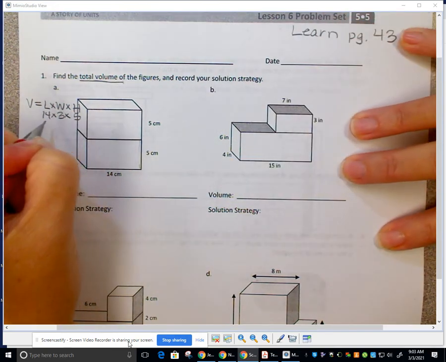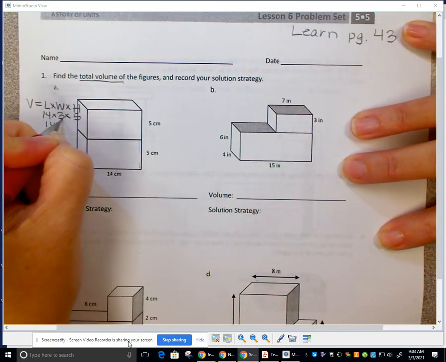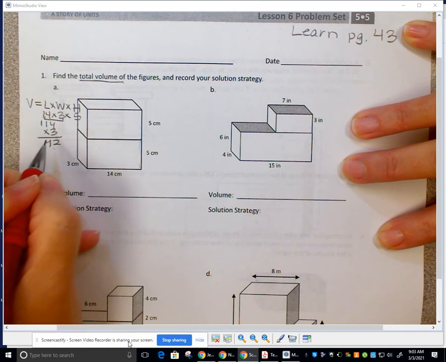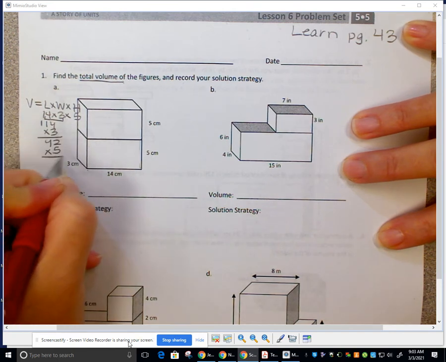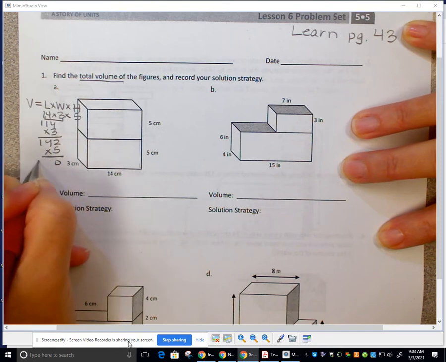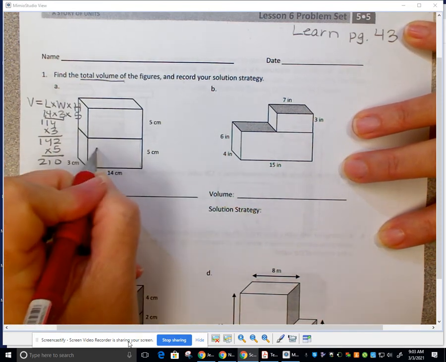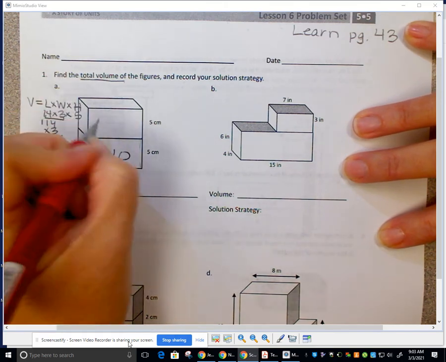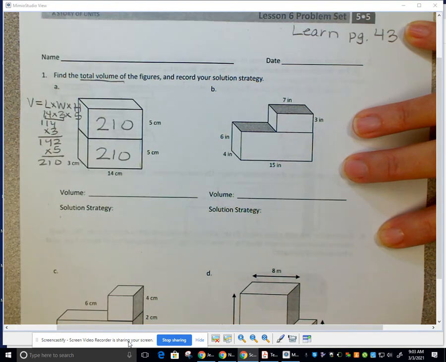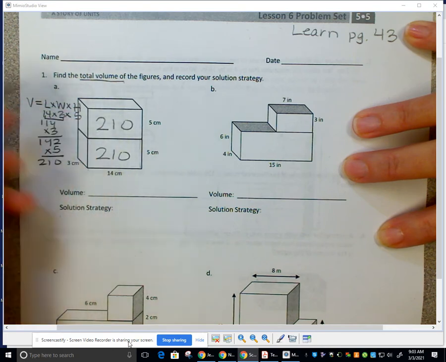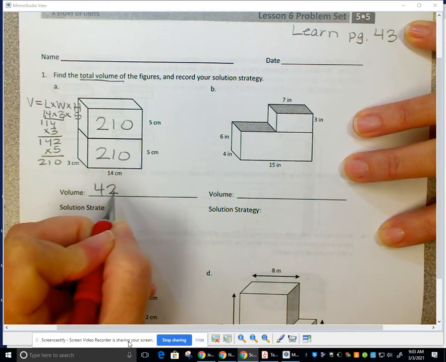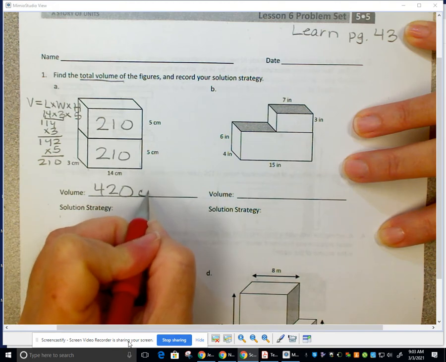Okay? Now I'll do 14 times 3. See, 12, 42. And then I need to do 42 times 5. So I get 210. So if this one has a volume of 210, this is identical. So it has a volume of 210. So I need to add these together. And if you add these, you've got 420, and I put centimeters cubed.